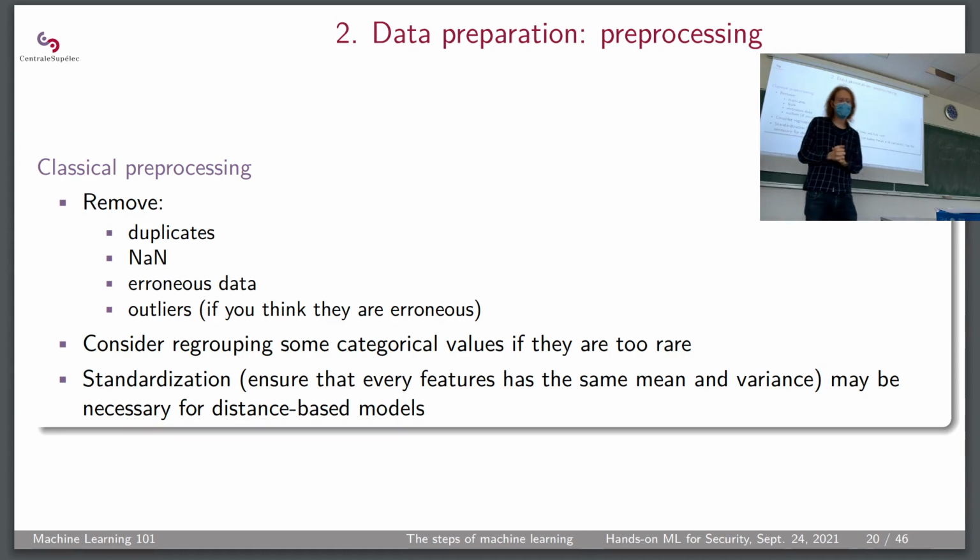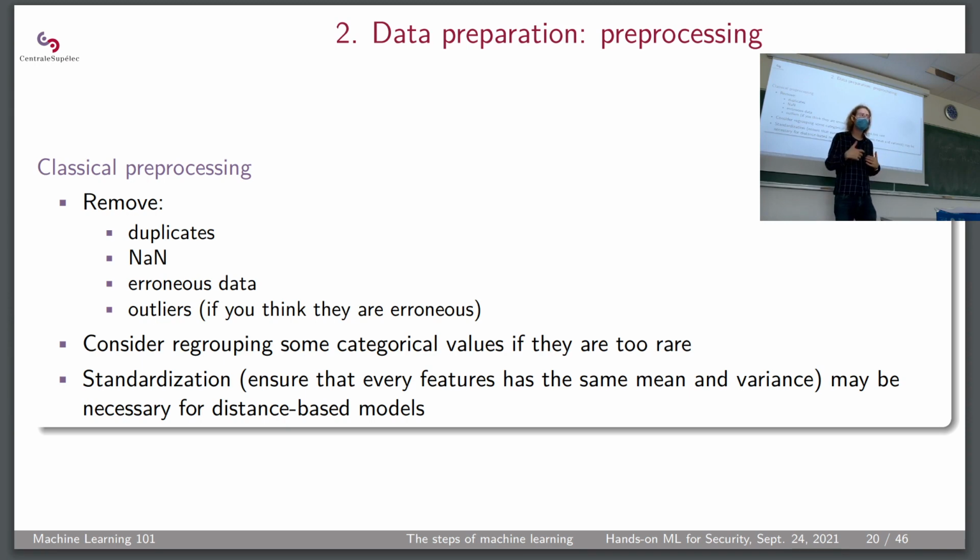One important step as well is preprocessing. You probably know about that, but you should remove some duplicate values. If you have some not-a-number values, try to replace them. If you have erroneous data because of some experimental probe issue, you should remove them. And outliers, it depends.